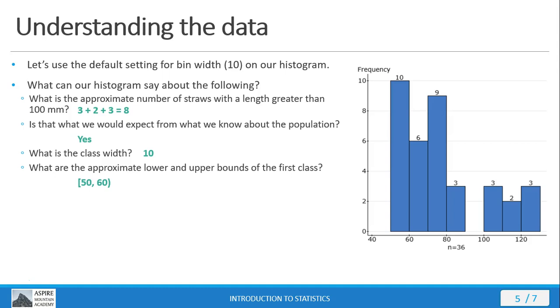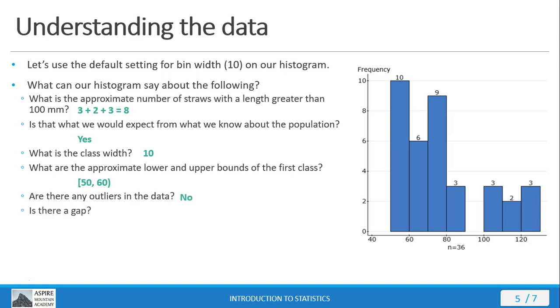not including 60. Are there any outliers in the data set? An outlier would be a value far removed from the bulk of the other data values in the set. No, there are no outliers here. Everything's pretty much together, so no outliers.